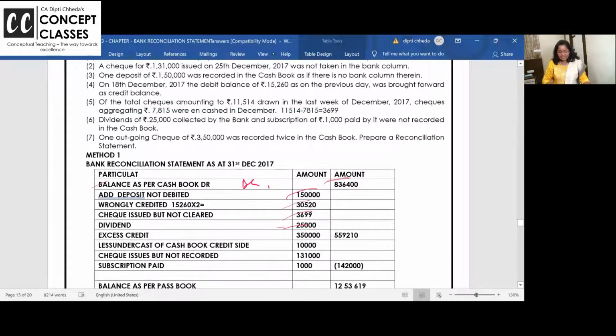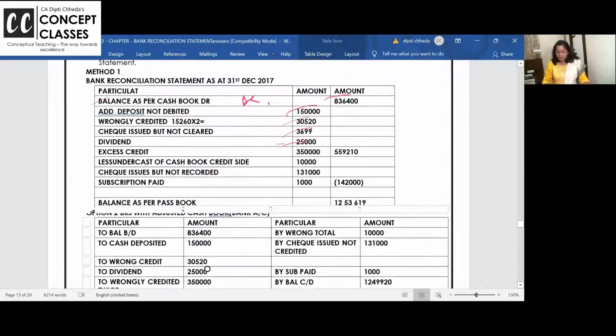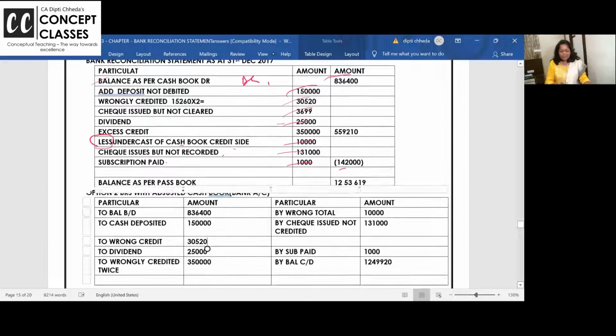If I discuss the whole problem like this, it will take a lot of time. So better, what do we do? All cheques issued but not recorded, we have taken in the less. From here the less started. Undercast means you have recorded 10,000 less, so record it. Some subscriptions you have paid directly through the bank but have not recorded, so record them. So fine, this is a routine BRS problem. If I explain this, the video will go for more than half an hour. I want to give you the concept that this is a routine BRS.